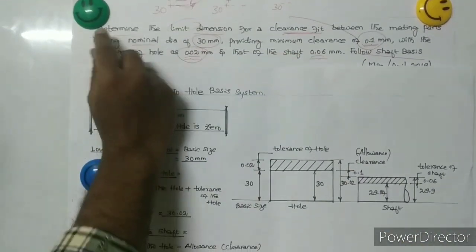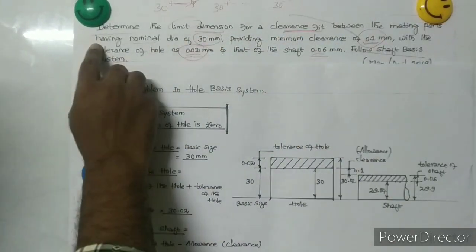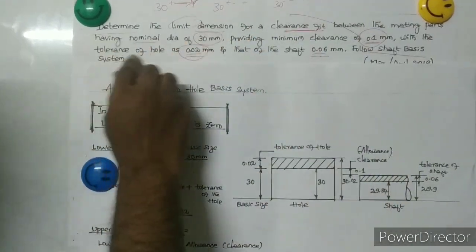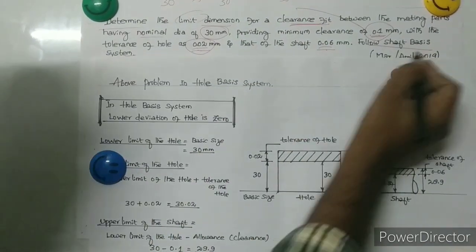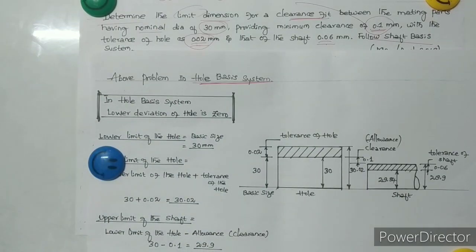Same, I'll read once again. Determine the limit dimensions of the clearance fit between the mating parts having the nominal diameter 30, providing the minimum clearance 0.1, with the tolerance of the hole 0.02 and of the shaft 0.06. But here I have taken the problem in the hole basis system. What is the hole basis system?